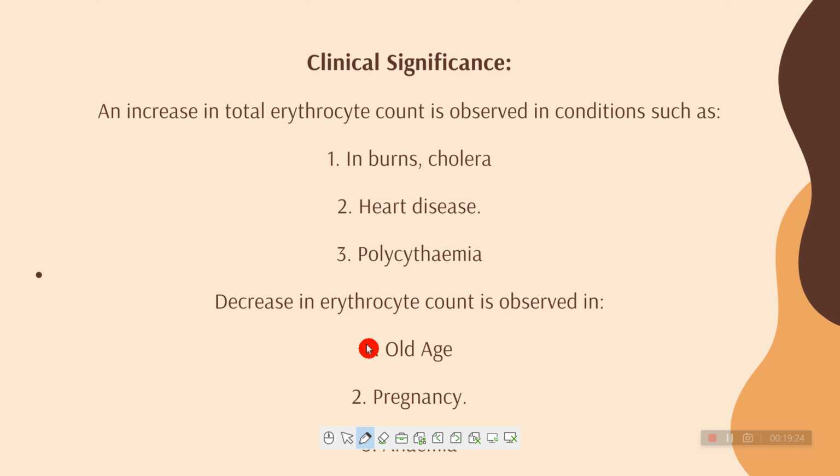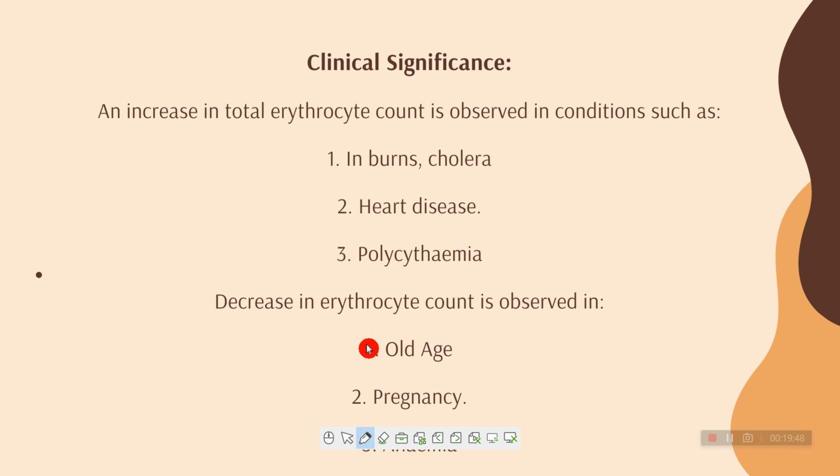It can be observed in the case of pregnancy. It can also be observed in the case of anemia. Anemia is a very common example in which the erythrocyte count goes below the normal range. So it can be observed in the case of dizziness, weakness, or if the person is suffering from anemia.